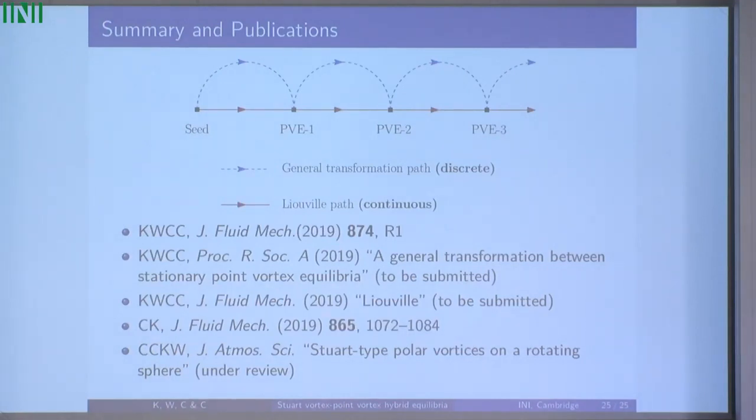So just to summarize then, we found that there is a general transformation linking different point vortex equilibria, which automatically ensures, because of the structure of the Liouville equation, that you also have solutions to the Liouville equation. And then you can iterate this, and you can produce these iterated hybrid equilibria, or non-iterated ones, or terminating ones, whichever type you like. And these are some of our published and upcoming papers. Thank you.